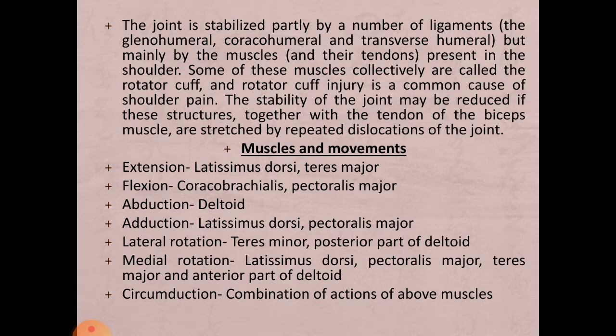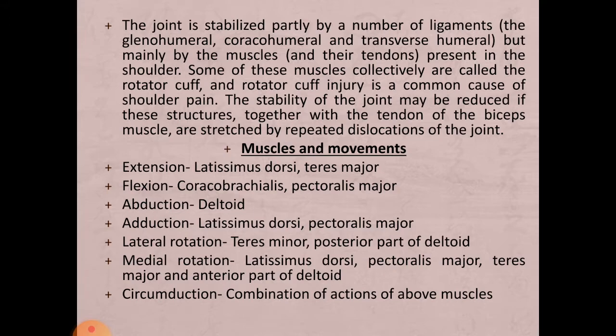Then we have the lateral rotation, and for that you have the teres minor muscle, which is one of the muscles of the rotator cuff, and the posterior part of the deltoid. So for the lateral rotation you have the teres minor, one of the rotator cuff muscles, and the posterior part of the deltoid muscle responsible for the lateral rotation.